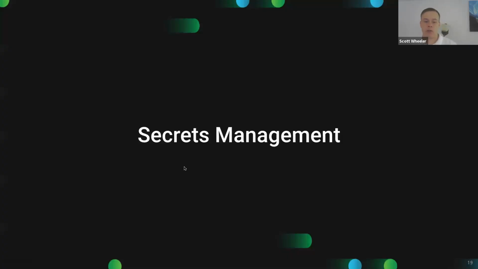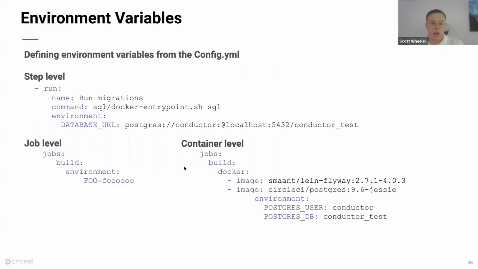Moving into secrets management. We can use environment variables to manage secrets at the project level and within the config. At the step level, you can define an environment variable underneath the command. At the job level, you can define an environment variable under the job name using the environment tag. And at the container level, you can define the environment variable underneath the specified image.